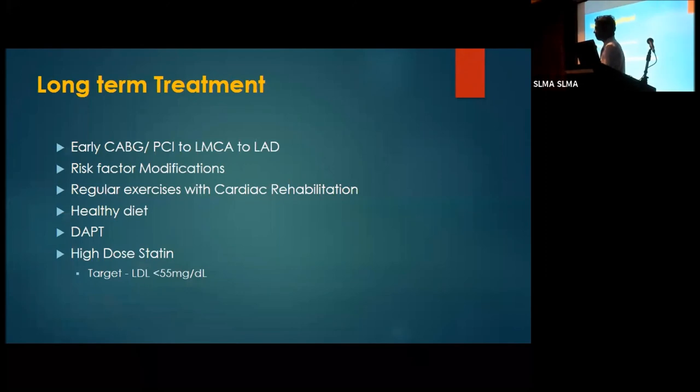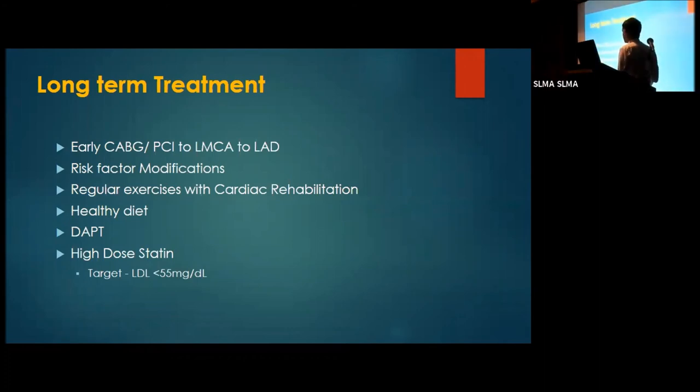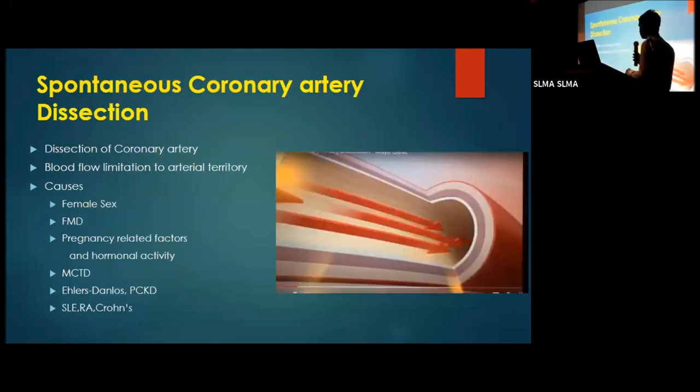So management-wise, you can send the patient for CABG, depending on the risk factors, the angiographic findings, the SYNTAX score, and the patient's comorbidities. Or else you can go ahead with stenting, where you can put a stent to the left main. Long-term, these patients have to be very strictly monitored, because they are at very high risk of thrombosis if you go with a left main stent. Regular exercise, cardiac rehabilitation, as well as dual antiplatelets. Sometimes we prescribe dual antiplatelets for more than 1 year for these patients because of the risk of restenosis.